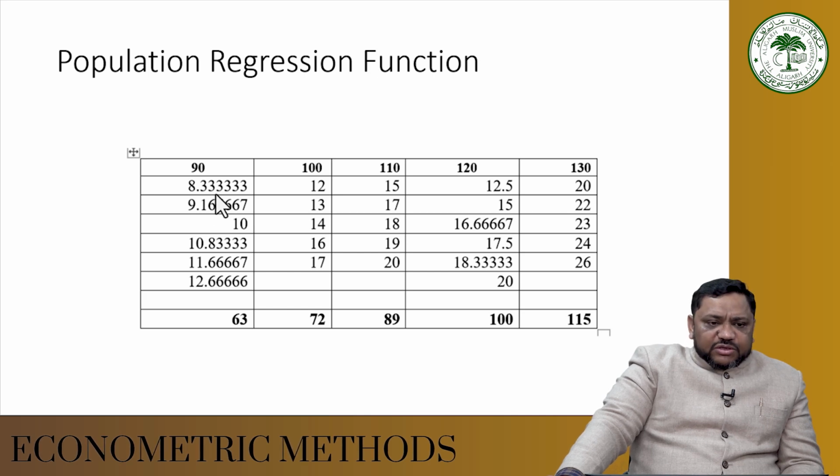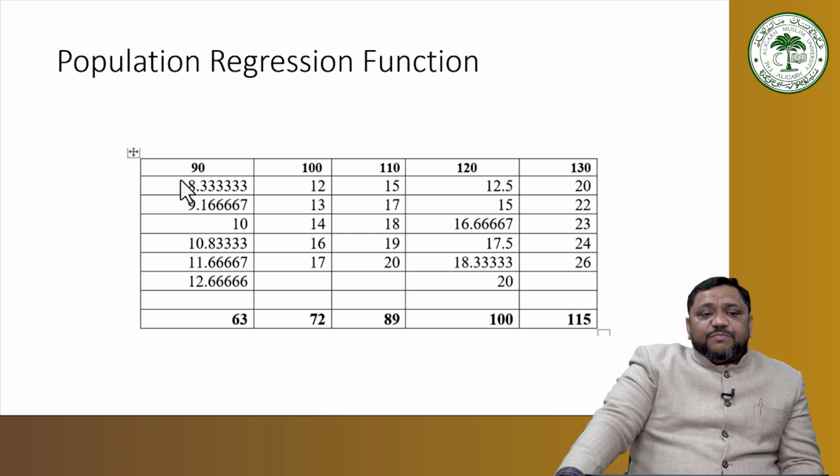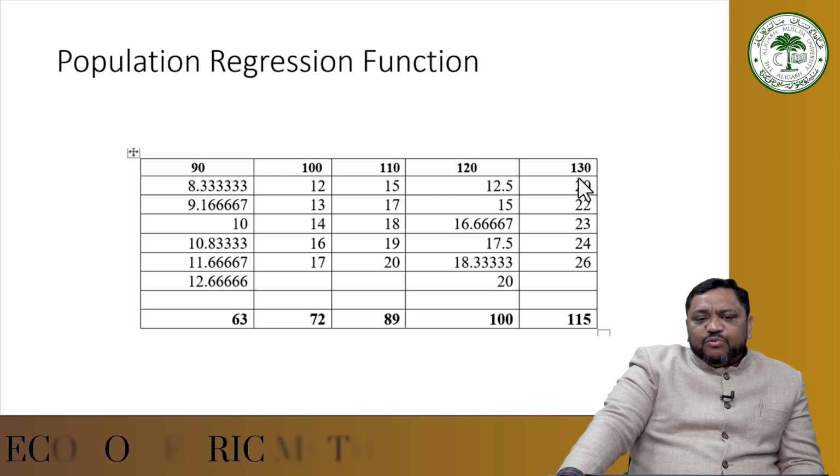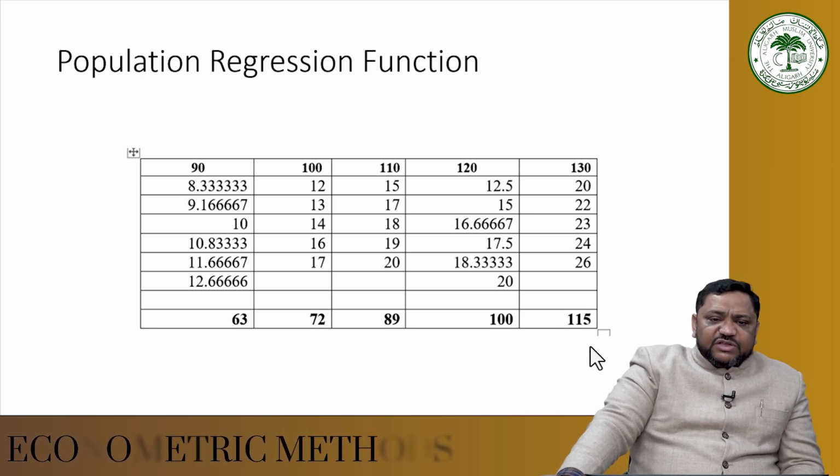Now we add all these. When we add for the first monthly income group, for the monthly income of 90, we get the average value of 63. For the monthly income group 100, we get the average value 72. For the monthly income group 110, we get 89. For the monthly income group 120, we get the average as 100. And for the monthly income group 130, we get the average as 115.